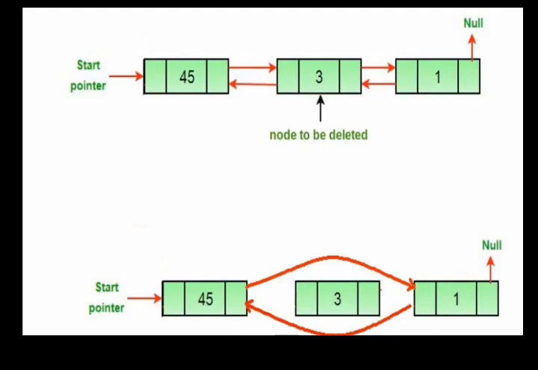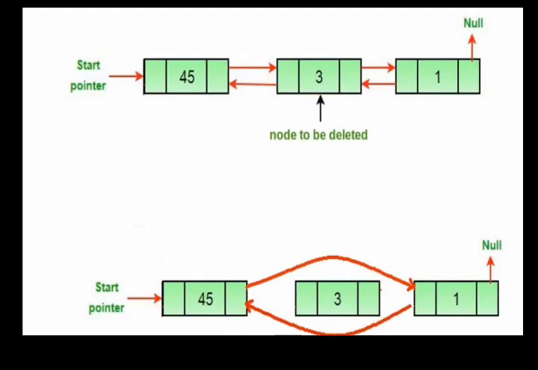3 is the node we want to delete. So del is 3. 3's previous is 45. You agree or not? 3's previous is 45, and 3's next is 1. What you have to do is, 3's next is 1 and 1's previous should point to 45, which is nothing but 3's previous. So if you do it, a link is established from 1 to 45. Similarly, you have to do the other link. You have to change the other link.